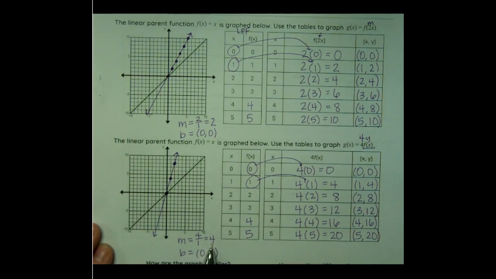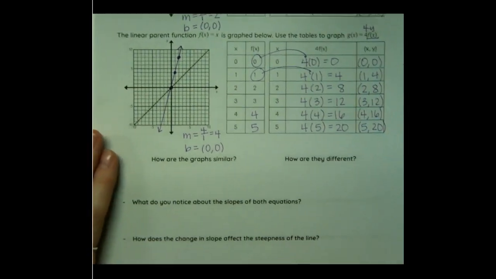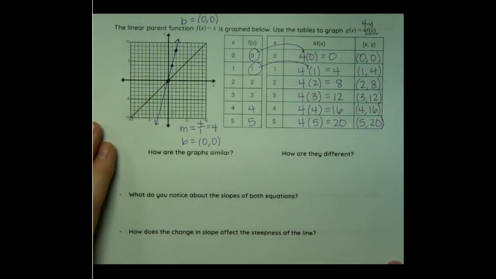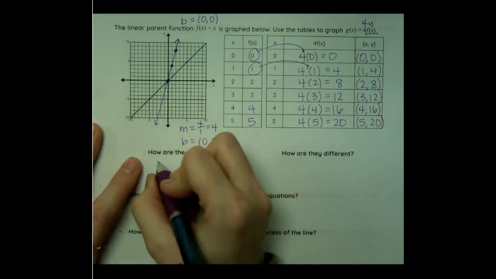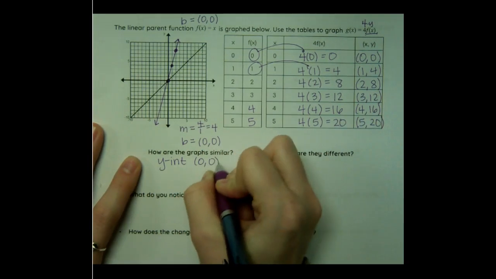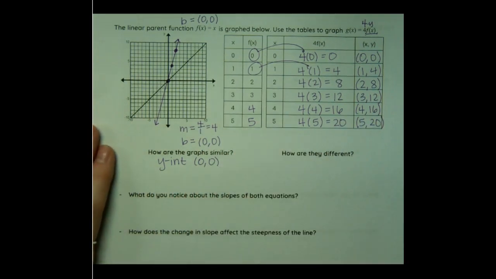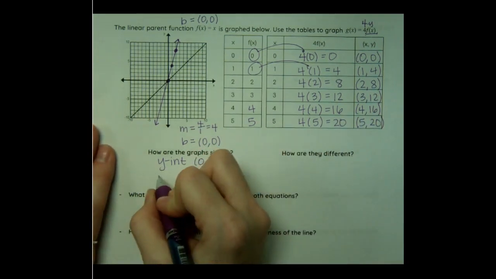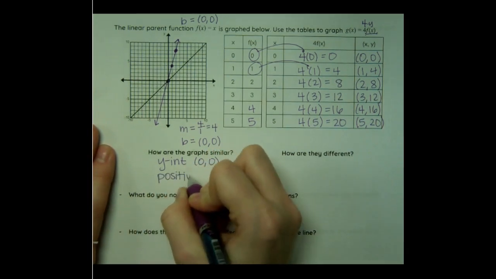If you notice, our slope is still 4, and that's the number we saw in our equation. So whether it's on the inside or the outside, it's the same. It's our slope. So let's talk about how the graphs are similar and how they are different. So our graphs both had a y-intercept of (0, 0). Okay? They both had positive slopes.